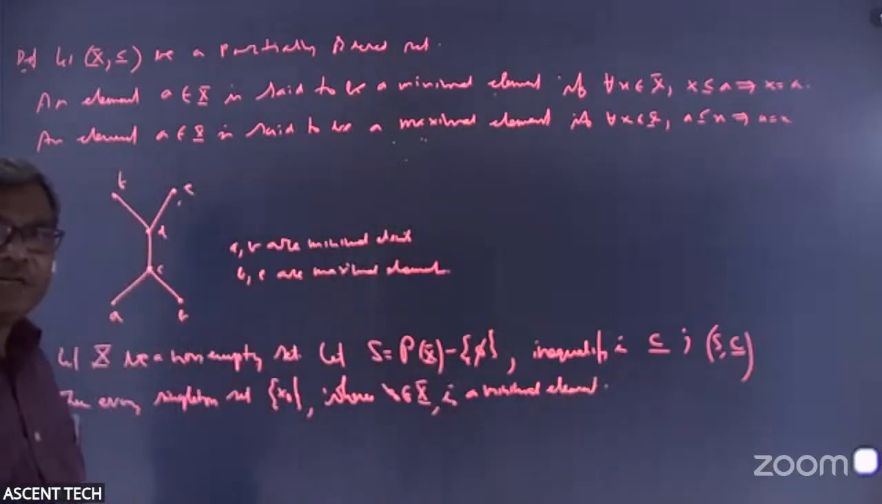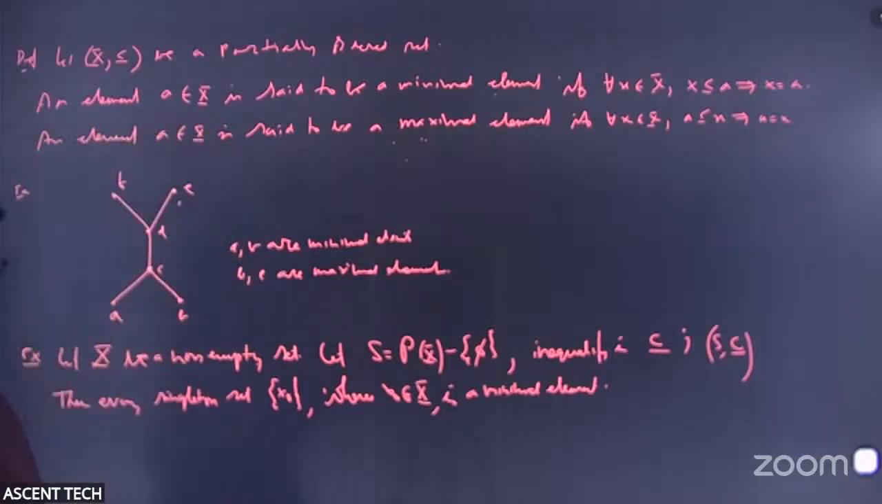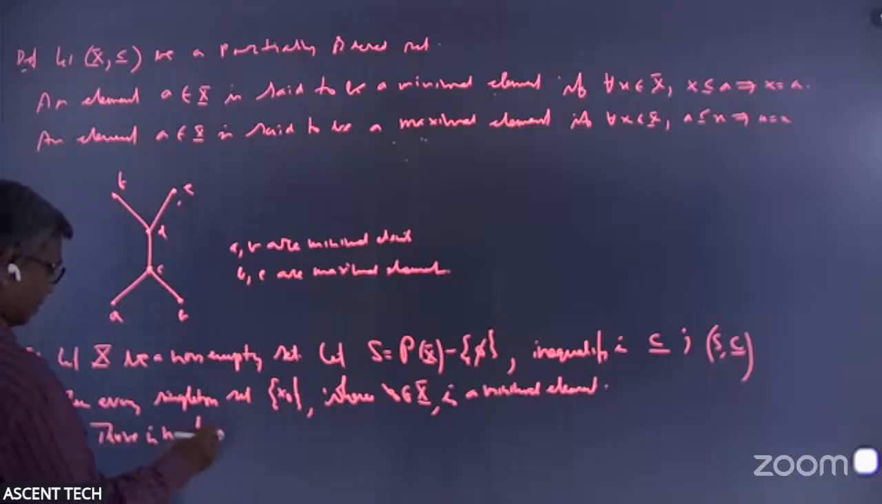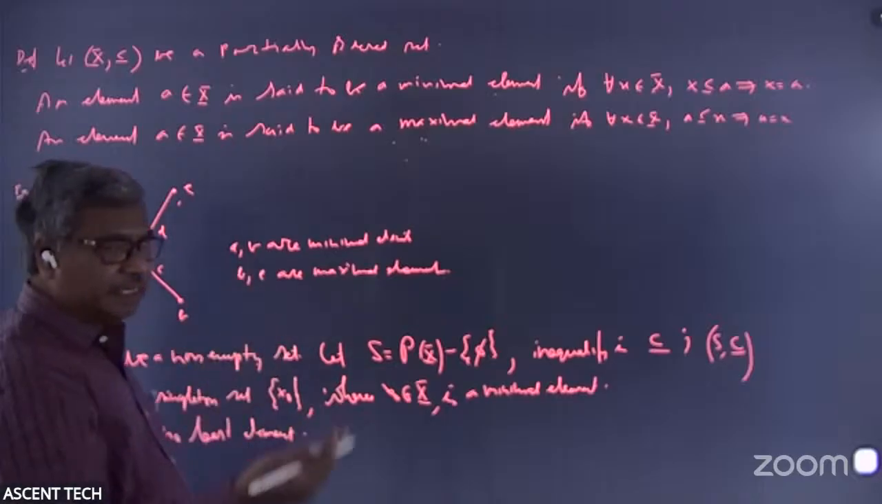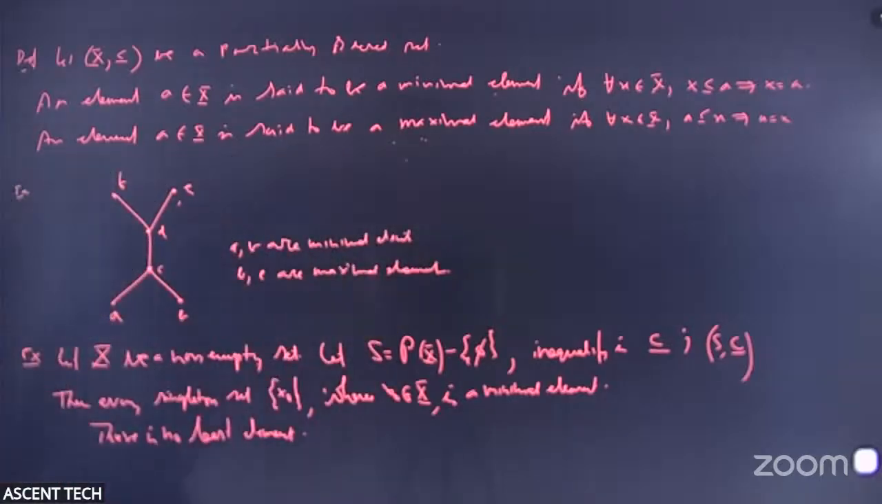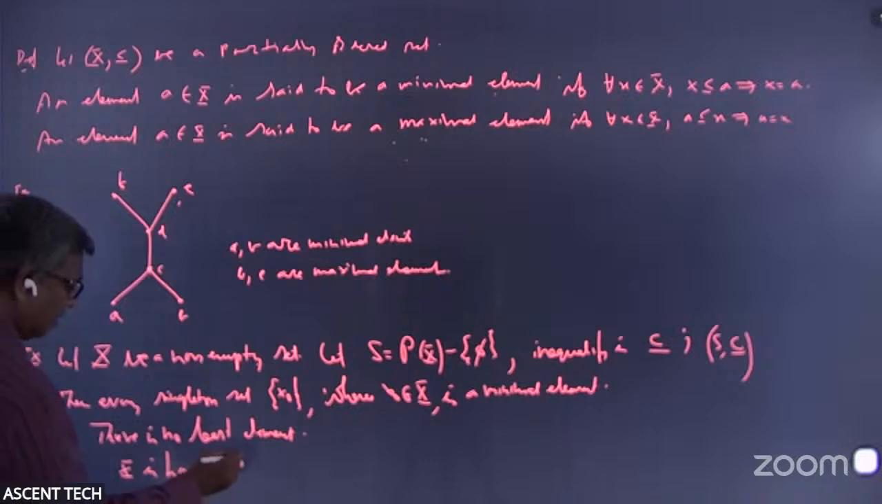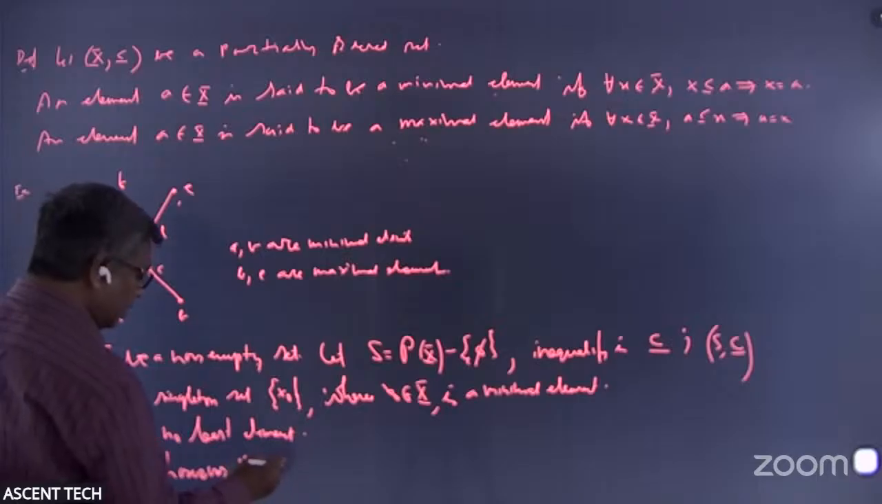There is no least element at all in this, because I removed the empty set. This has no least element. There is a greatest element though. The whole space X is the greatest element. Okay.